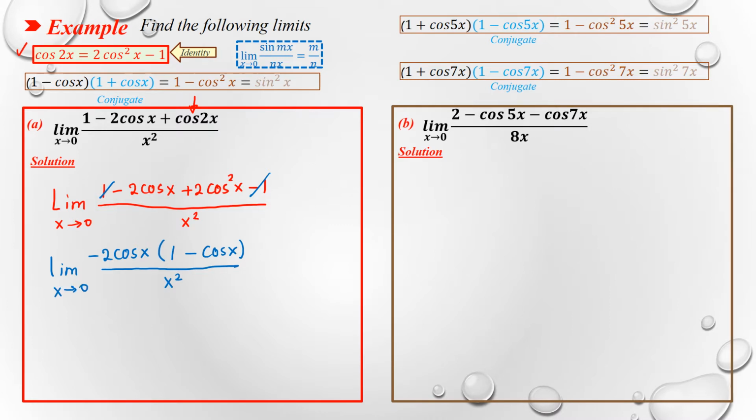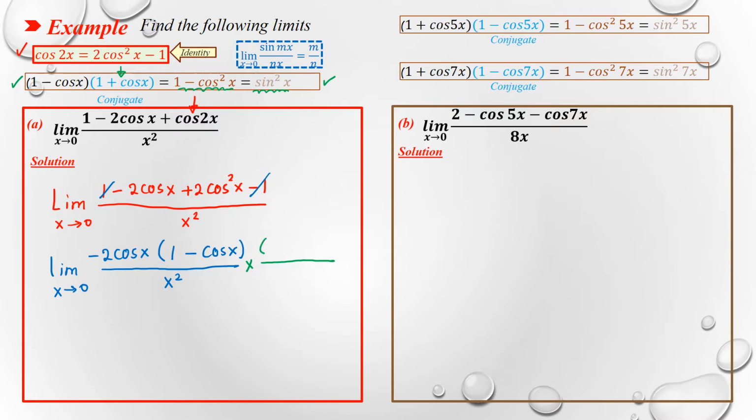Then, since we have the quantity 1 minus cosine x, you have to use the conjugate strategy to find this limit. So you have to multiply it by the conjugate of 1 minus cosine x, and the conjugate of 1 minus cosine x is 1 plus cosine x. If you multiply 1 minus cosine x by its conjugate, it will be the first term squared, which is 1 squared, minus the second term squared, which is cosine squared x. And we have an identity that says 1 minus cosine squared x equals sine squared x.